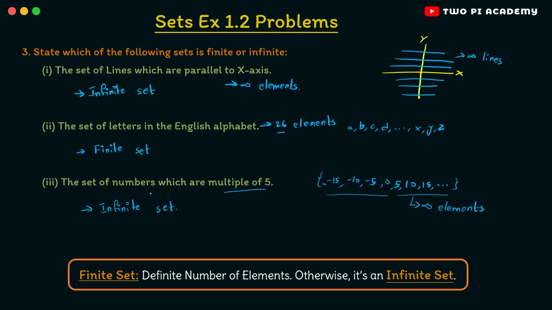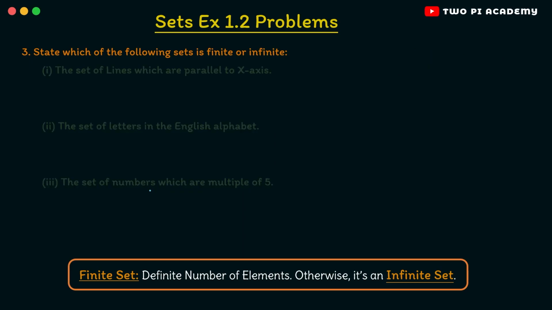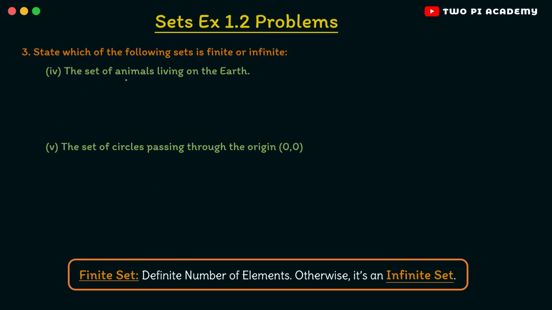Now there are some more subproblems in this. Let's try to solve them. The fourth one, the set of animals living on the earth. Now on the earth, how many animals are living? If you ask this any human, they say that counting is very difficult, right? Any human can't exactly count them, but the point is that this will have a definite number, right? At any point, if you count all the animals living on earth, you will have a definite number.